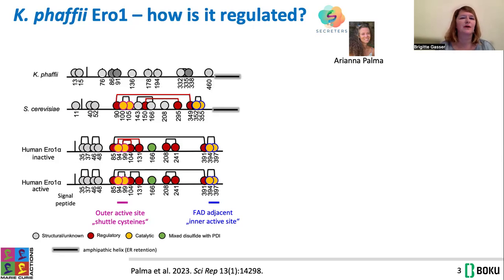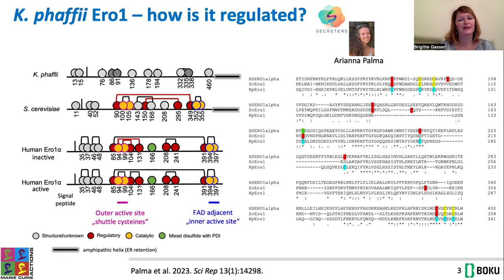Much less is known about Pichia ERO1 and the 10 disulfide bonds that are present within its mature form. In order to elucidate what is happening, Ariana Palmer, who did her PhD in the framework of the Marie Curie ITN Secretors, first started by making a sequence alignment.